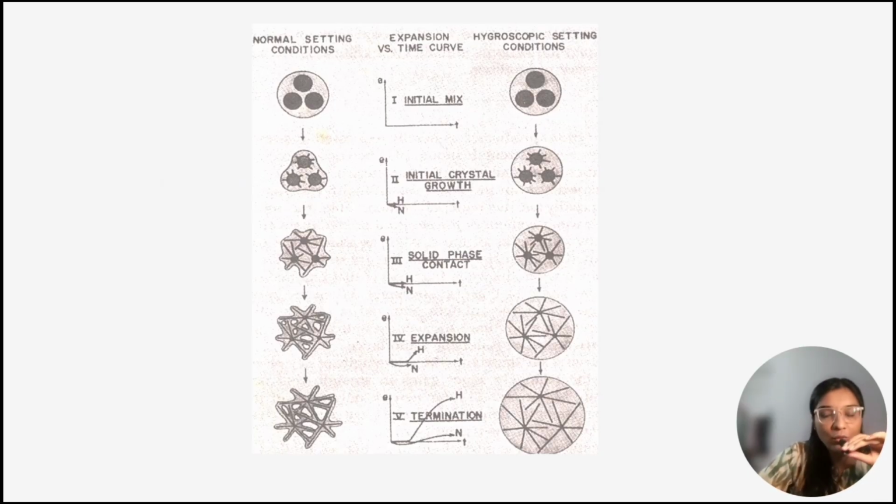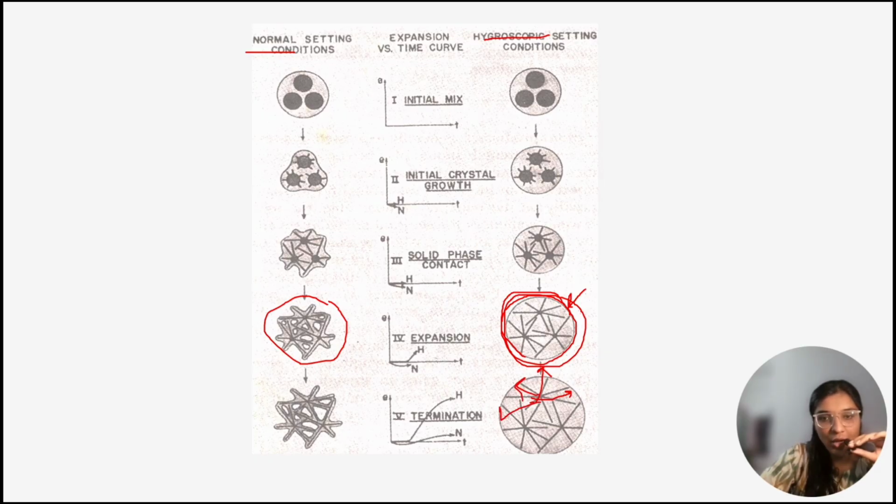Now in this image, as you can see, these are the normal setting condition and this is the hygroscopic setting condition. This is a normal setting condition, and when we keep it in contact with water, there is an increase in the surface area or increase in the expansion, and the nuclei can grow much more than the setting expansion due to the outward thrust. As you can see in this graph, this is the hygroscopic expansion, which is far more compared to the normal setting expansion.